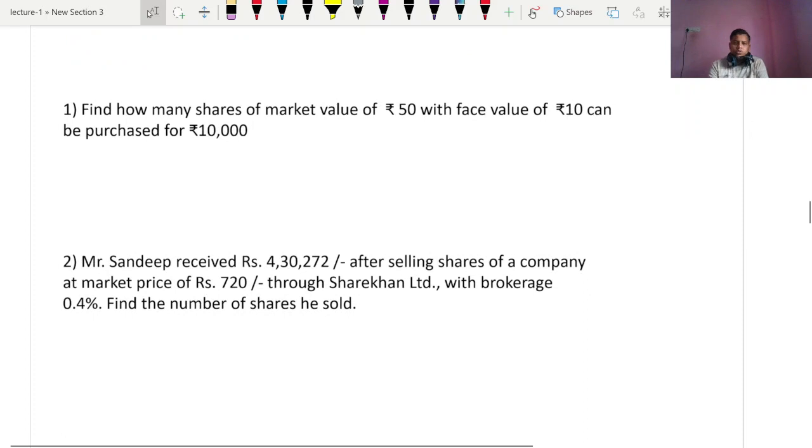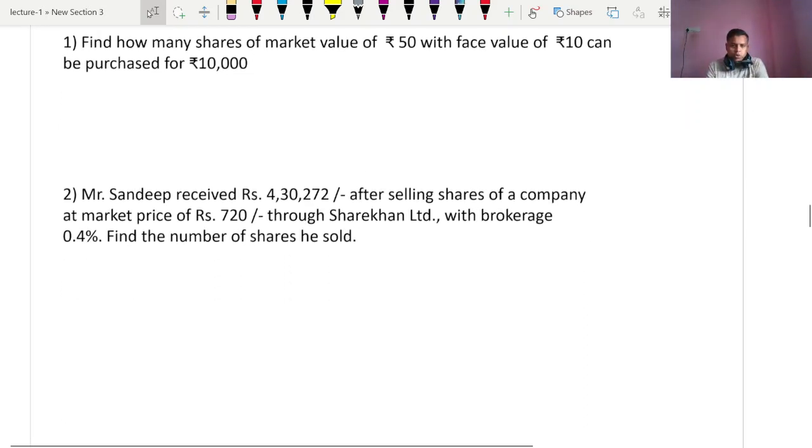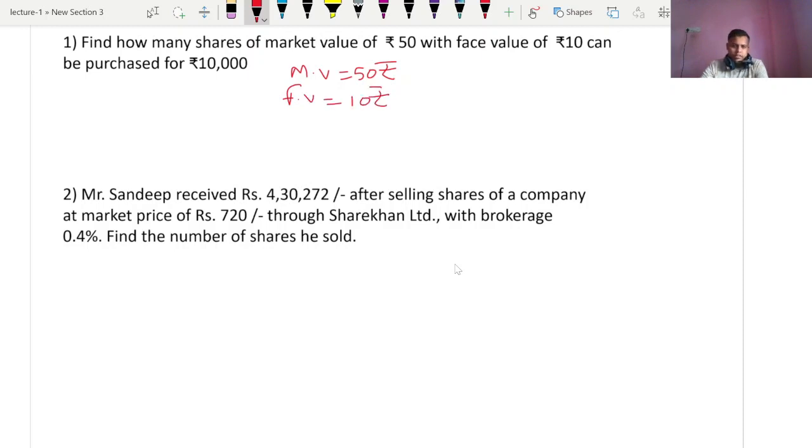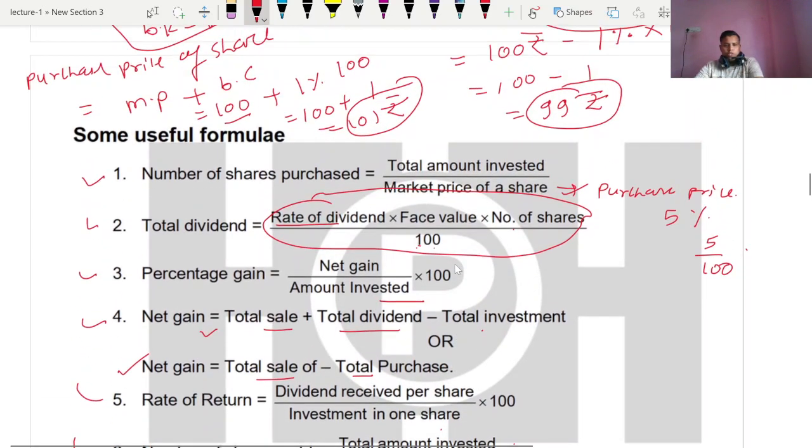Okay, so see the first question. Find how many shares of market value of rupees 50 with face value of rupees 10 can be purchased for rupees 10,000. Correct. So what market value is given? Market value is given 50 rupees. Face value is given 10 rupees. And can be purchased from, that is, the amount invested, how much is the amount invested? Amount invested is equal to what? 10,000. Correct. What do we have to find? How many shares of market value, the number of shares we have to find. So we have a formula: number of shares purchased is equal to total amount invested divided by market price of a share.